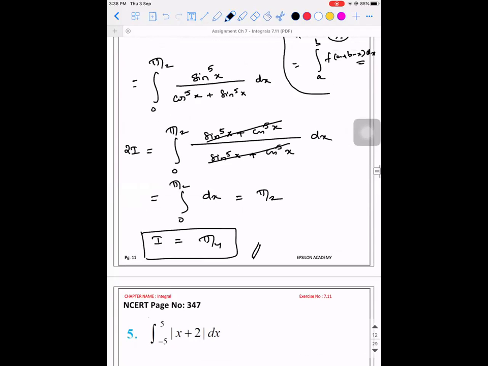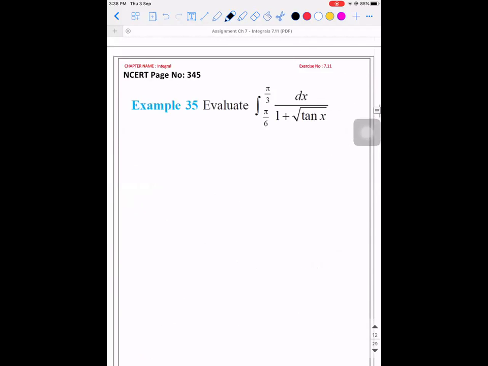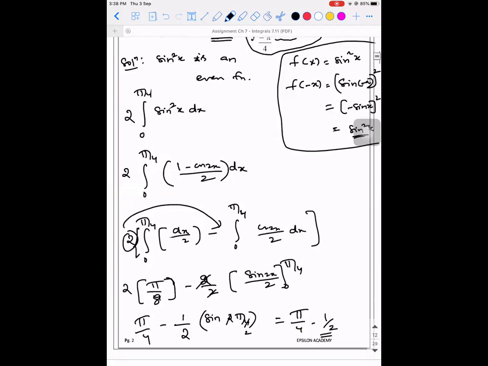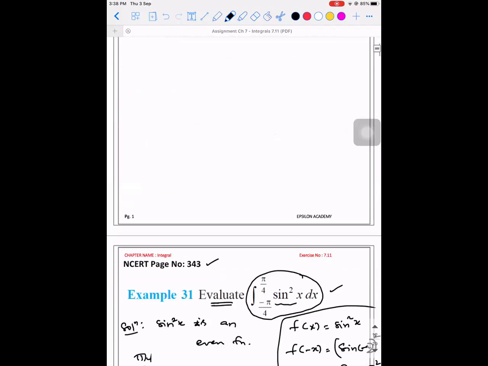Then we'll do the remaining ones. So what are the ones which I didn't do? The class one is the modulus problem. Modulus I'll teach at the end.